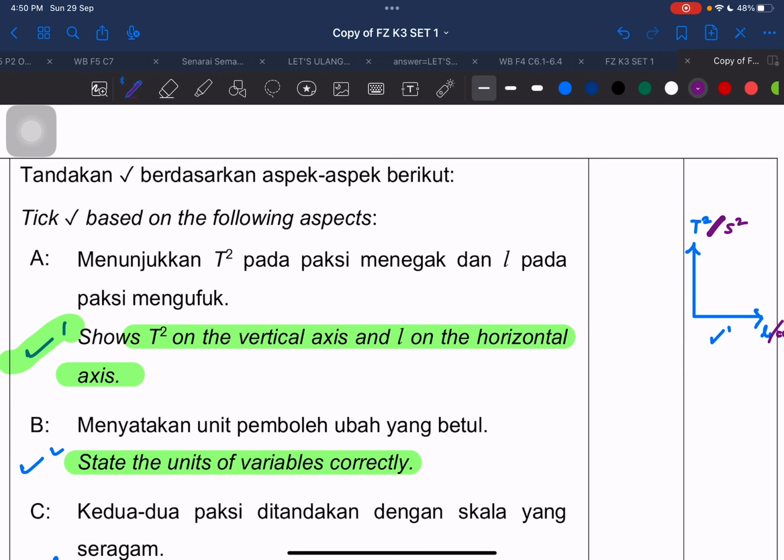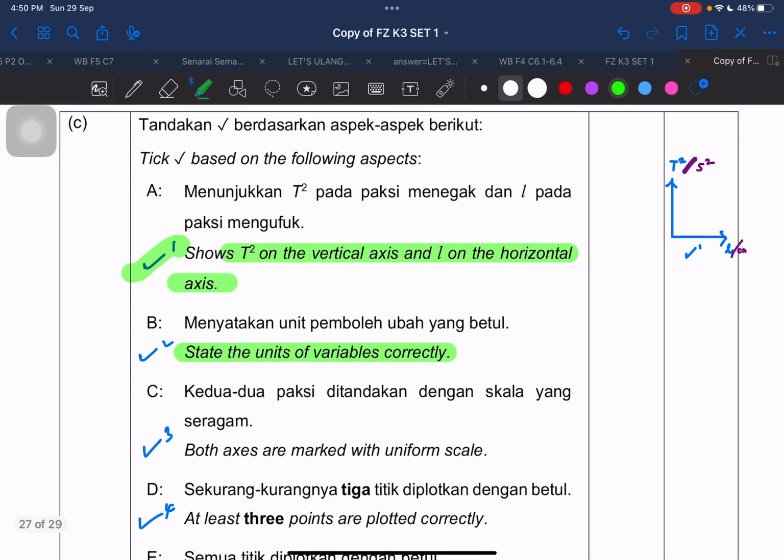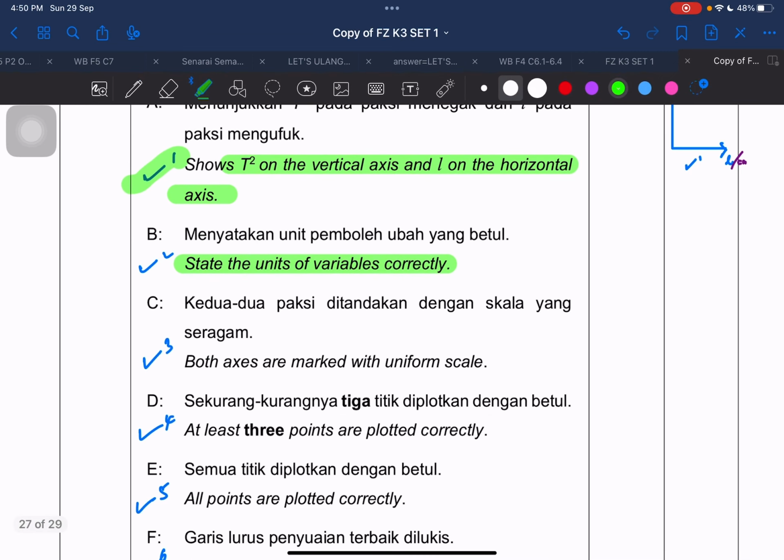Second mark already, 2 ticks. Alright, not second mark, 2 ticks. Tick number 2. Now tick number 3 is here. Both axes are marked with a uniform scale. Quite easy to get that. So at least try this.